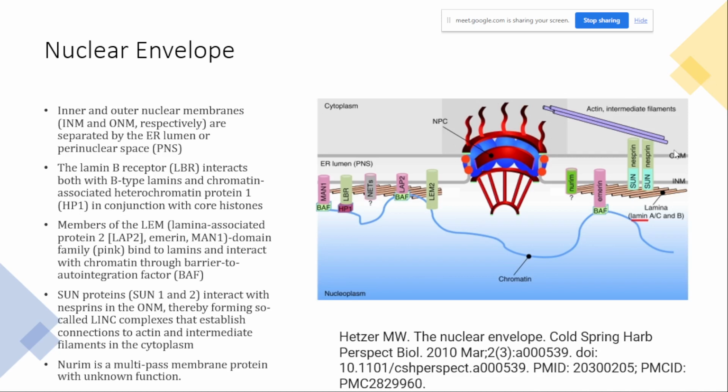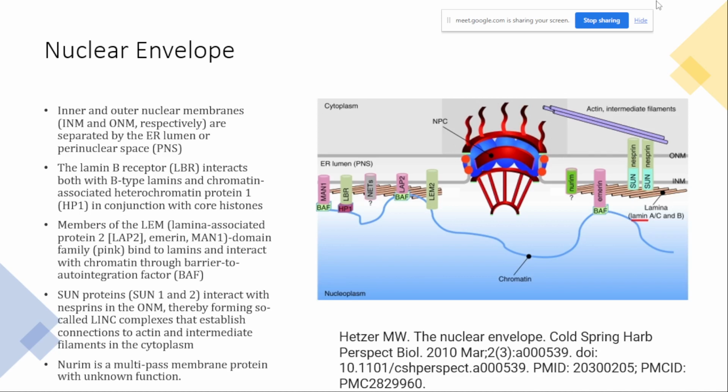Then here is the SUN protein. SUN proteins interact with the nesprins in the ONM, the outer nuclear membrane, thereby forming a complex called the LINC complex, and then establish connection to actin and intermediate filaments in the cytoplasm. So this is actually responsible for the connection between actin and intermediate filaments. Here you can see the projection of the actin or intermediate filament.